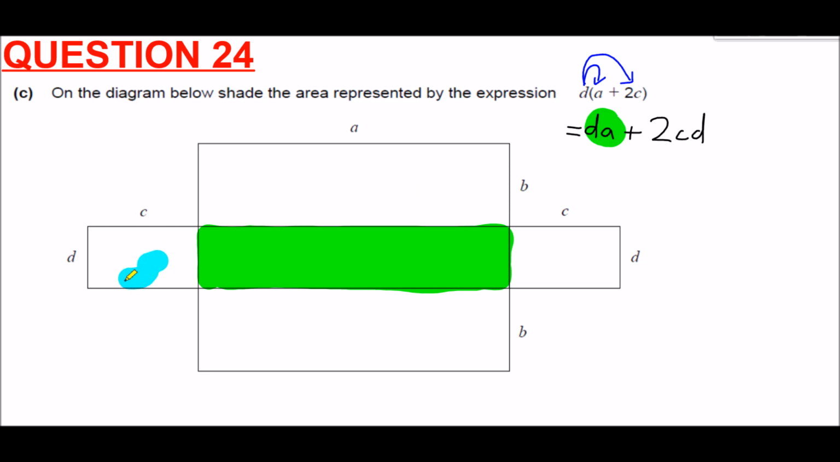And so one lot of CD is here. And the other rectangle, which is CD, is on the right hand side. So we need to be colouring in both of these. So that's those both coloured in.